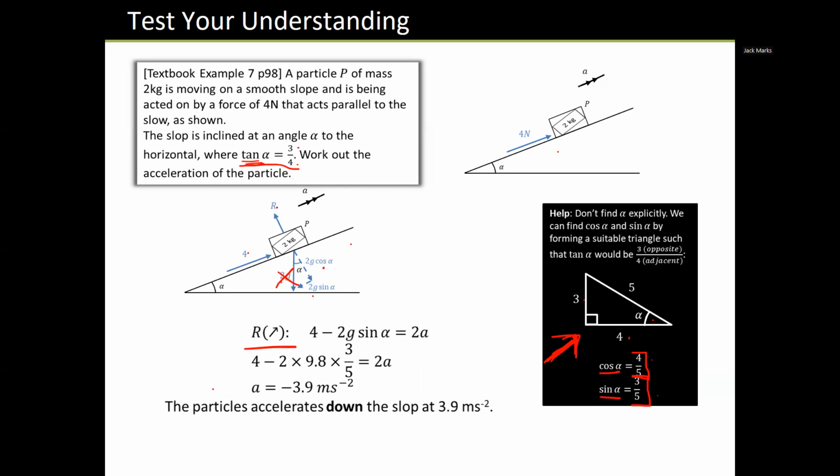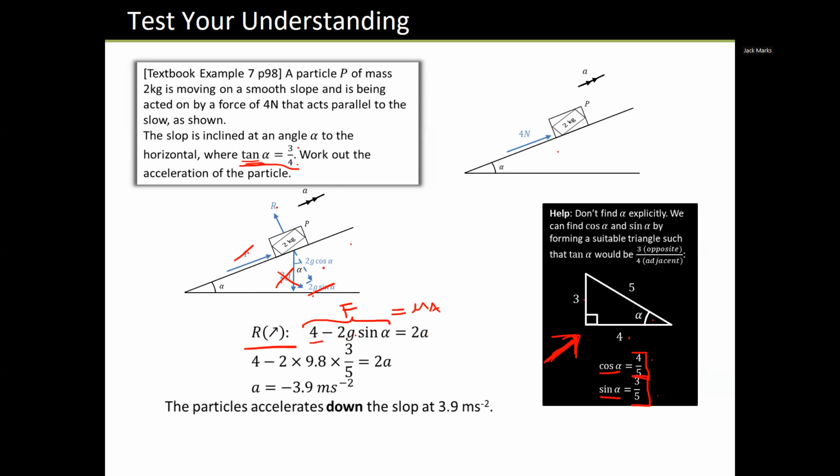So if we look at the parallel forces, we can do F equals ma. So all of this bit here is the resultant force. So look, the force going up is just 4. No other force is going up. Minus the force going down, that's that one there. Must be equal to ma. M was 2.